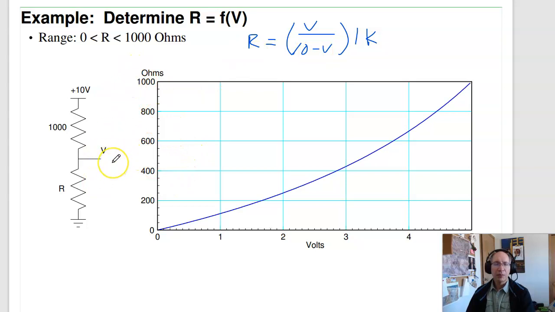R is some function of V. And if I plot the voltage, what I know, versus resistance, as R goes between 0 and 1,000 ohms, I get this curve. Come up with an equation to approximate that function. This is what it exactly is. Can I come up with a simpler equation that's close?